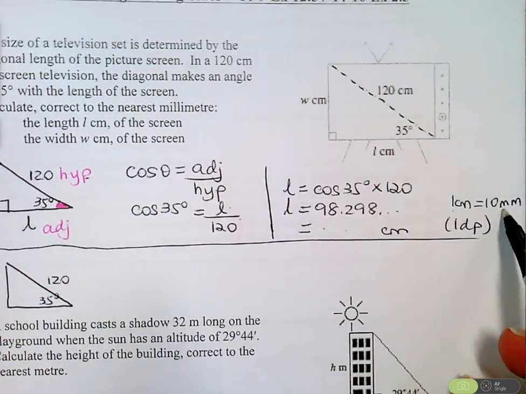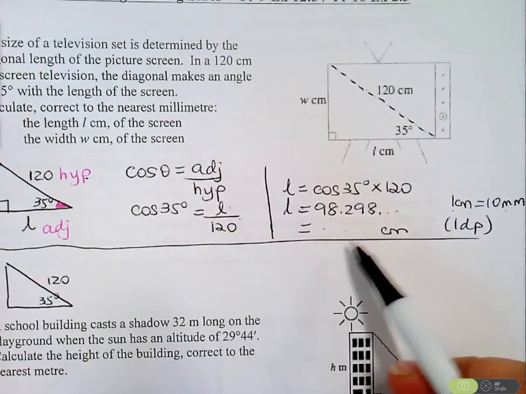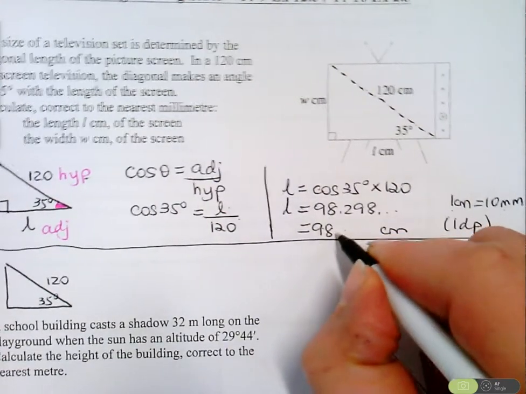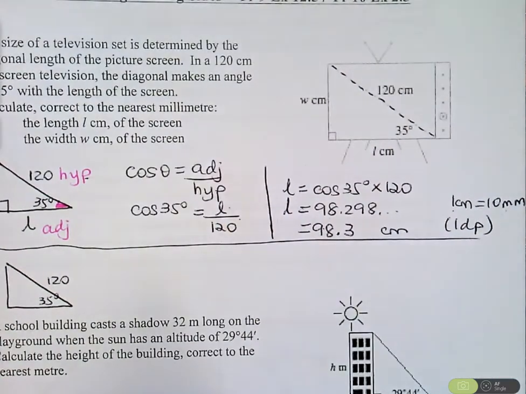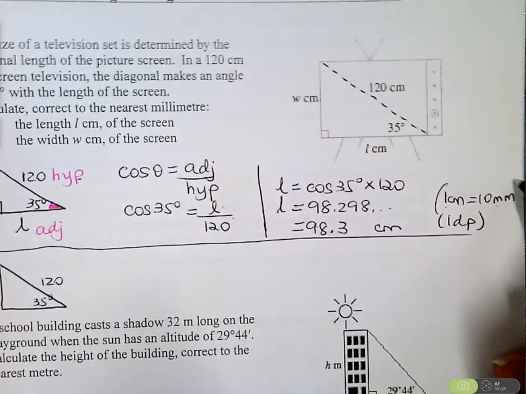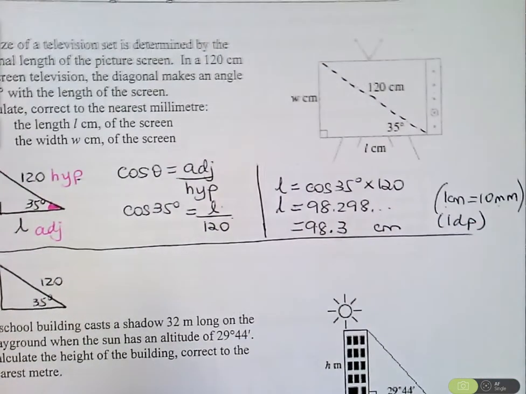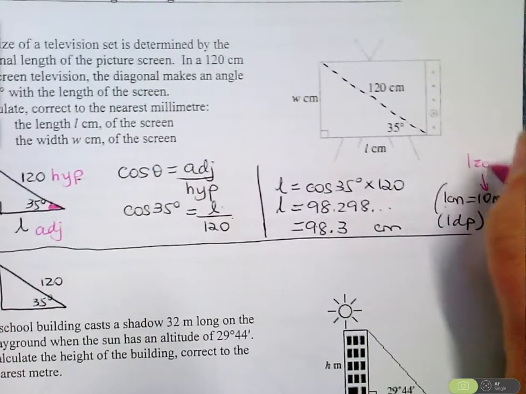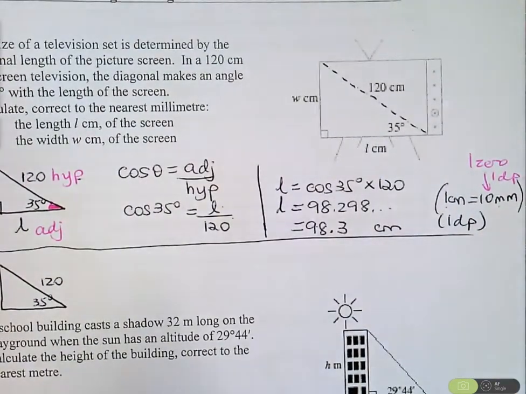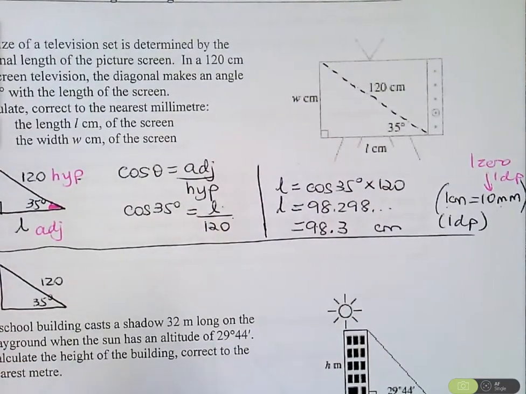1 centimetre is 10 millimetres, 1 0, give me 1 decimal place. So what's that? 98.3. So they still want the answer in centimetres, but that is the same as 983 millimetres. All right? So please, 1 centimetre is 10 millimetres, 1 0, girls, 1 0 means 1 decimal place for your answer. That's the trick. So if you've got a question in metres, but they want it to the nearest centimetre, because 100 centimetres equals a metre, you'd give 2 decimal places.